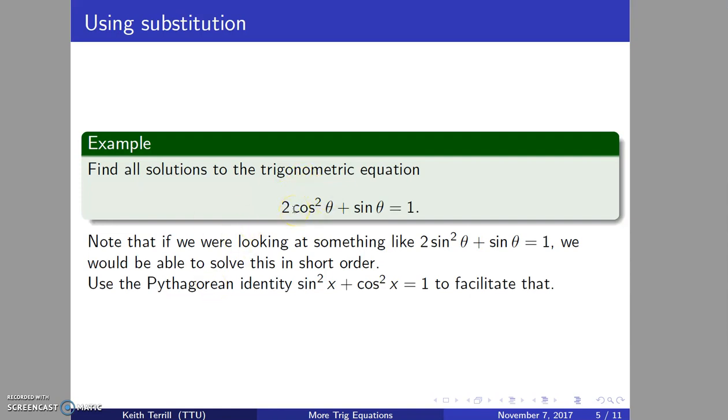Luckily for us, though, there is an expression and a formula I can use to quickly transform cosine squared into something looking a lot more like sine squared. Right? Sine squared plus cosine squared equals 1, therefore cosine squared is equal to 1 minus sine squared. So let's substitute that in and see what we get.